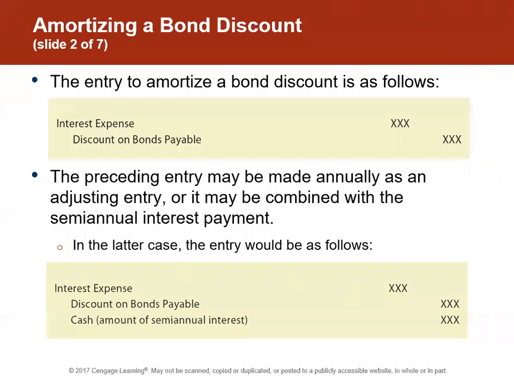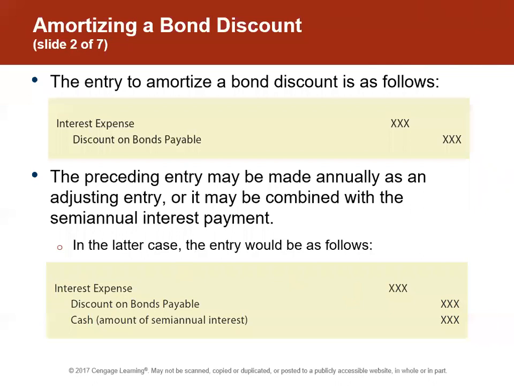So the cash amount here is going to be your typical interest payment. So you're taking face value times interest times time. Okay, and we'll look at that in a minute. So then we'll add these two together. We'll add the amount of the discount expense we're recognizing plus the cash payment we're making to get the total interest expense in that period.